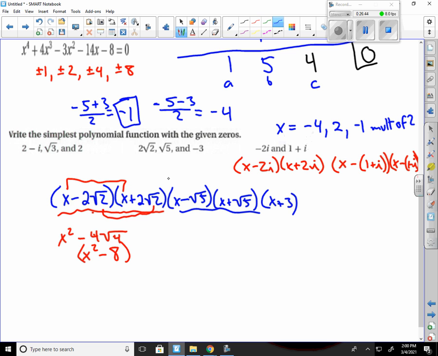This pair, I can do the same thing with. X times x gives me x squared. If I did the outer, that would be positive root 5x. Inner would be negative root 5x. Those would cancel each other out. Then you just do the last. Root 5 times negative root 5 is going to give you negative root 25. And the square root of 25 is just 5. And then that's times x plus 3.